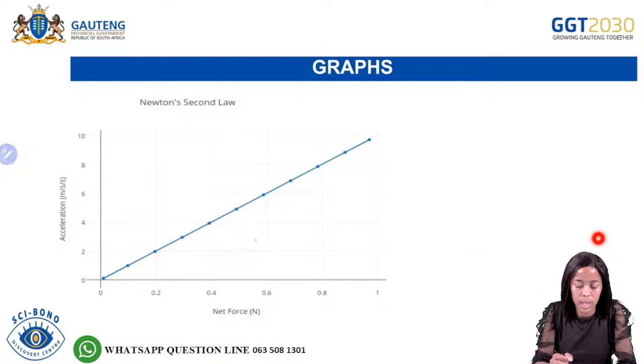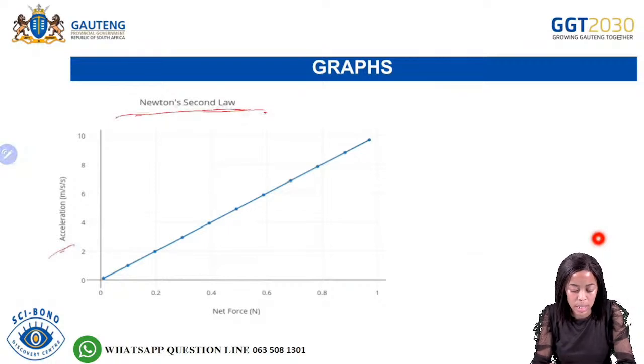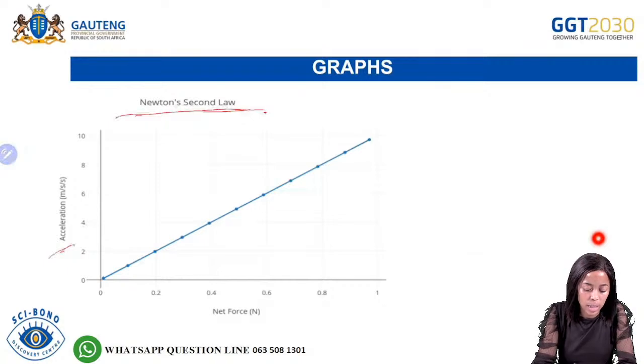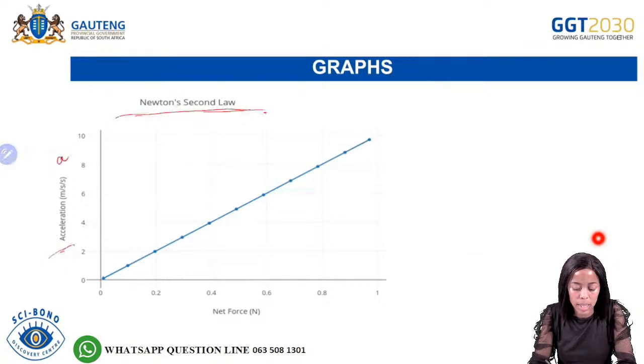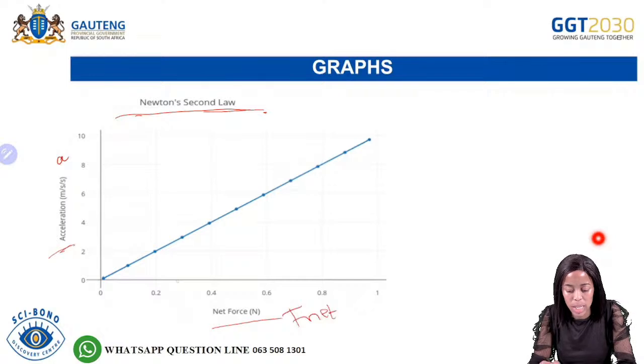So on the following, the heading is Newton's second law. On the y-axis you are given your acceleration, which is represented by a small letter a, and on the x-axis you are given your net force, which is represented by F net. So you need to know how to use the graphs in order to calculate whatever you are given.